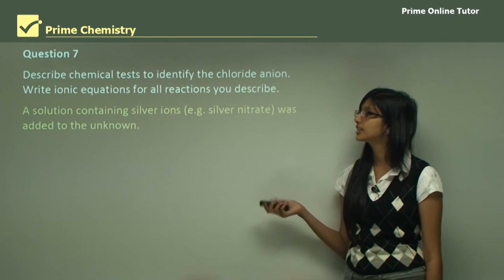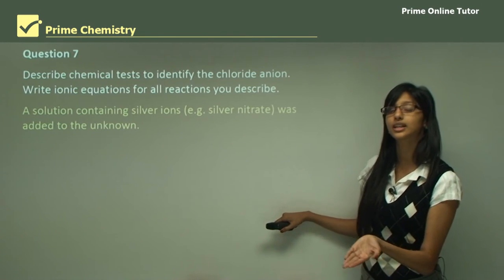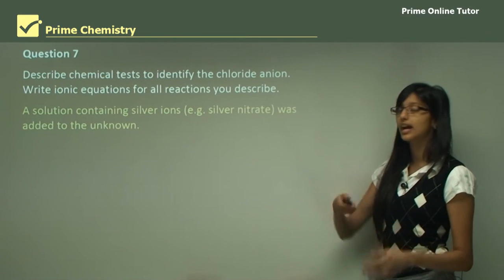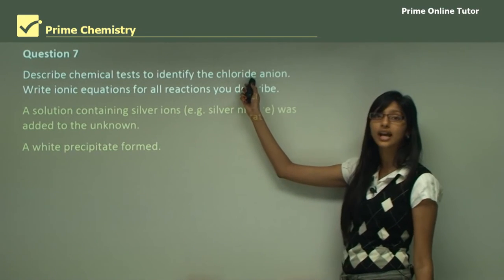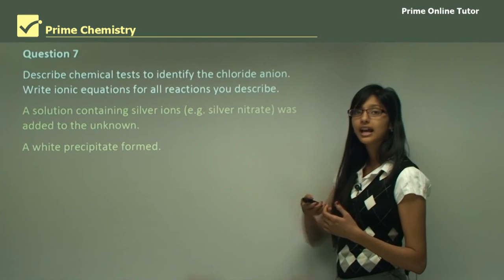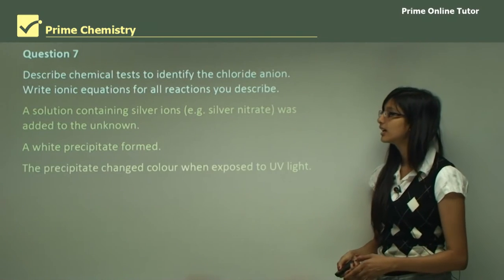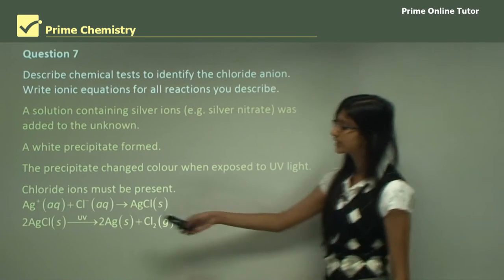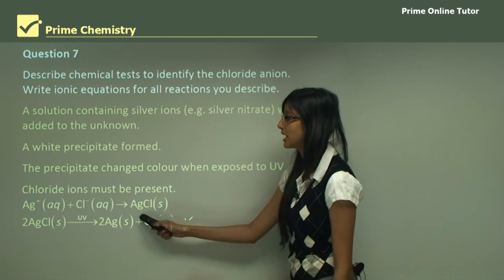A solution containing silver ions, such as silver nitrate, you can use as your testing solution. If you add silver nitrate to an anion and a white precipitate forms, it will indicate that chloride anion is present. So your testing solution should be silver nitrate, and you add it to your unknown, a white precipitate forms, chloride is present. Let's look at the equation for that. The equation is silver plus chloride forms silver chloride solid, which is a white precipitate.